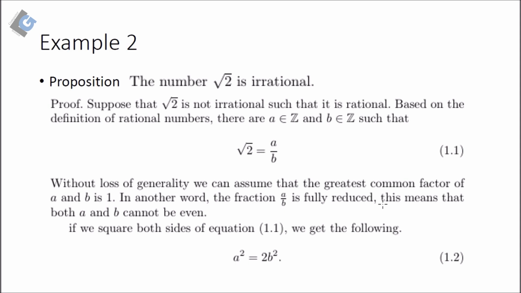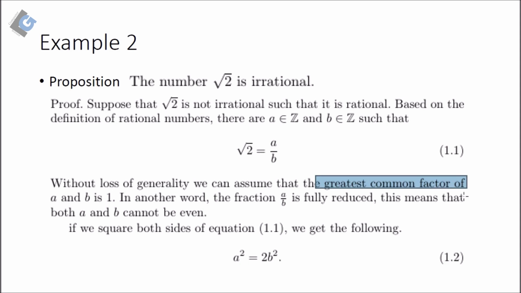So this means that A and B cannot both be even numbers, right? If both A and B are even numbers, then that will contradict the assumption that the greatest common factor for A and B is 1, right? It cannot be, because if they are even numbers, they have another common factor 2 that is bigger than 1.